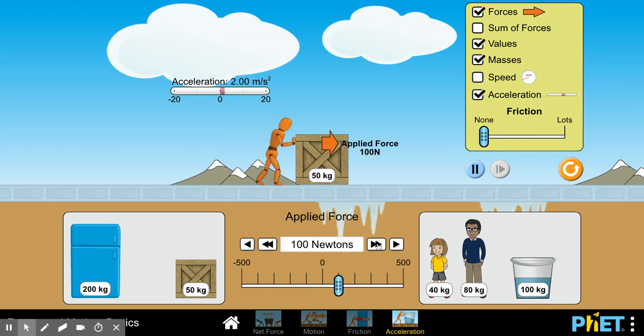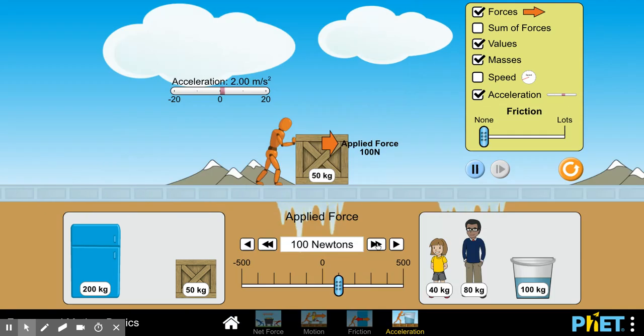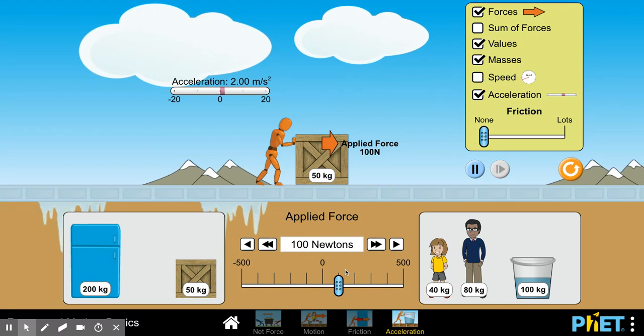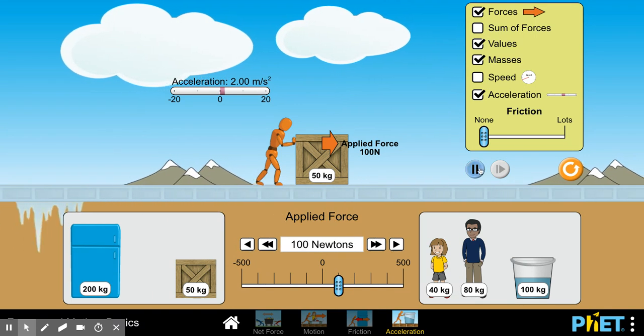So in this case here, I have 100 newtons. Oh, sorry about the screen, just when it's running. All right, I have 100 newtons of net force acting on the object with a mass of 50 kilograms, and it's accelerating at 2 meters per second squared.